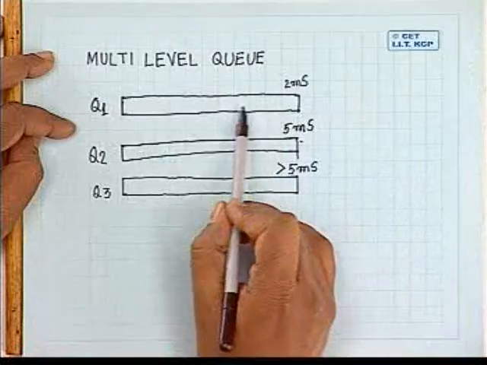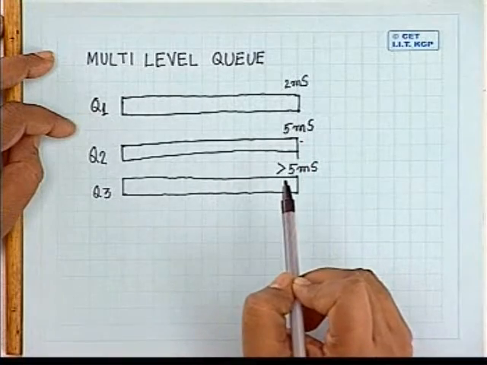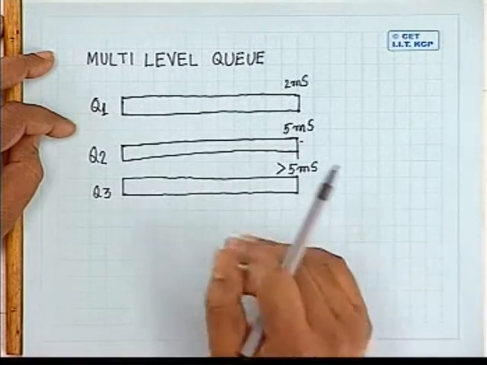Similarly, a job which initially was IO bound, that is, the CPU burst of the job was less than 2 milliseconds, after some time the job may become CPU bound. That is, the CPU burst requirement of the job will become greater than 2 milliseconds.